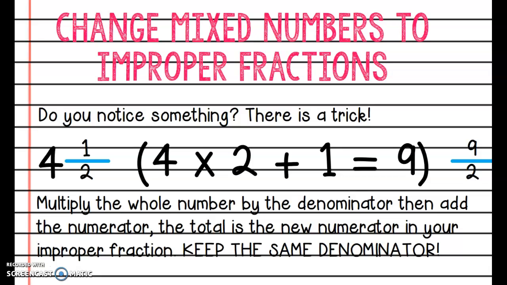So did you notice something? Well, there's a trick. We multiply the whole number, in this case the 4, by the denominator, in this case the 2, and then you add the numerator, in this case the 1. And the total, in this case 9, is the new numerator in your improper fraction. And we keep the same denominator, which is 2. So changing the mixed number 4 1/2 into an improper fraction, it becomes 9 over 2.